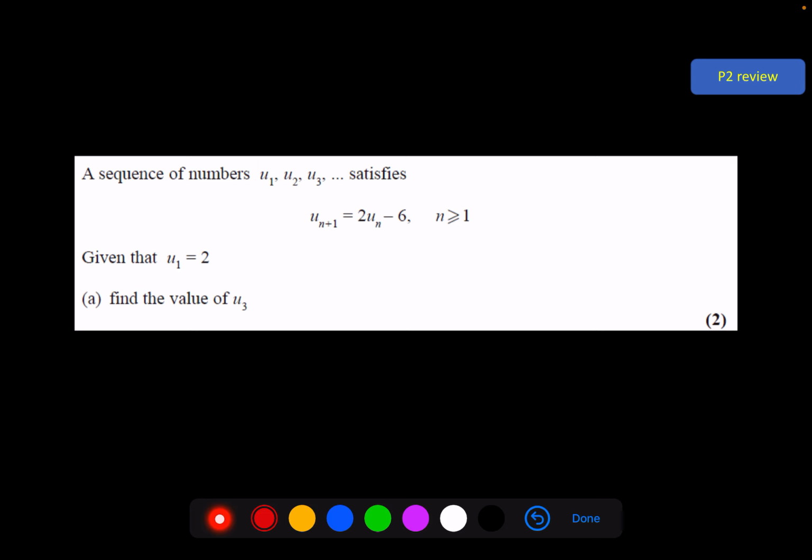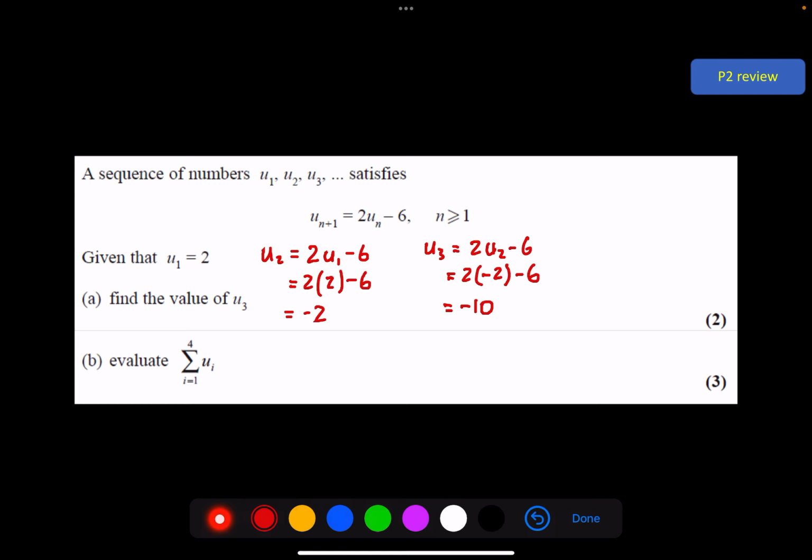Okay, if we know u1 is 2, and from the relationship we know that u2, the next one, is 2 times u1 minus 6, then it is 2 times 2, which is 4, minus 6, gives us minus 2. u3 we can find then from the relation 2u2 minus 6. u2 we've just found is minus 2, so that's minus 4, minus 6 is minus 10. So u3 is minus 10.